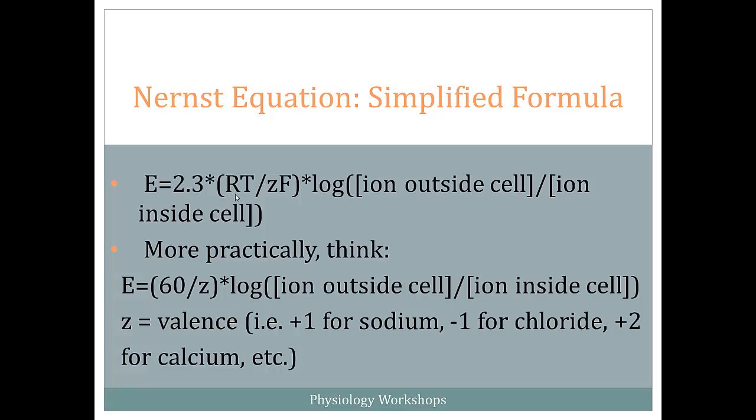So the equation says that the equilibrium potential, E, equals 2.3 times the quantity R, which is our universal gas constant, times T over Z, which is the valence, times the Faraday constant. All of that multiplied by the log of the extracellular ion concentration over the intracellular ion concentration.